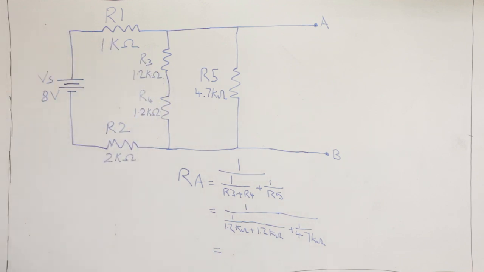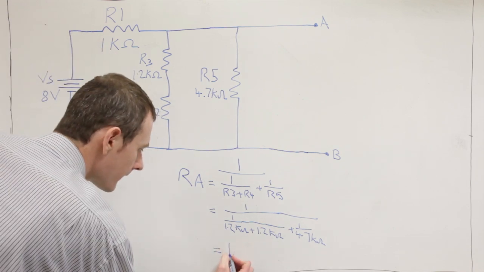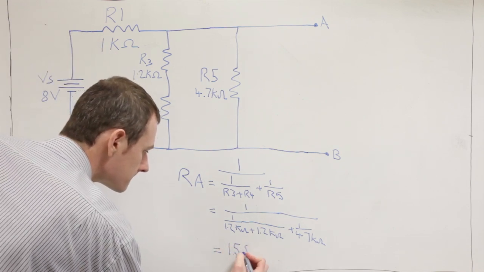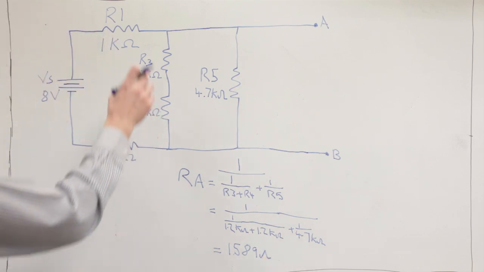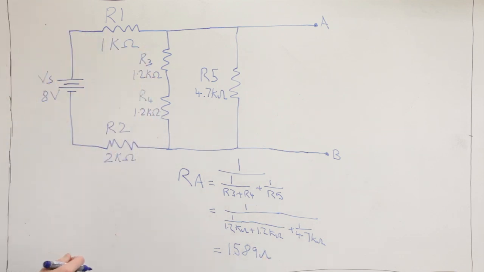And that works out to be equal to 1589 ohms. Now we're going to replace resistors R3, R4 and R5 with resistor RA, which has a value of 1589 ohms.